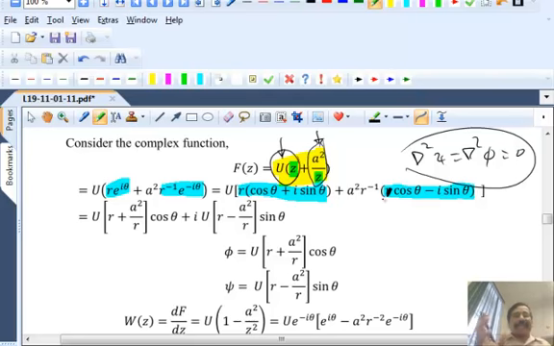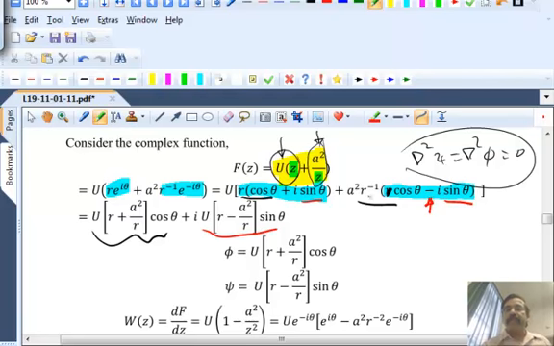The next step is to collect the real terms and collect the imaginary terms. When you collect the real terms, you get u r cos theta plus, from the next term, a square over r cos theta. That is the real term. Then take the imaginary term, i sin theta, and that gives you u times r minus a square over r, times sin theta. So the real part gives you phi, and the imaginary part gives you psi.